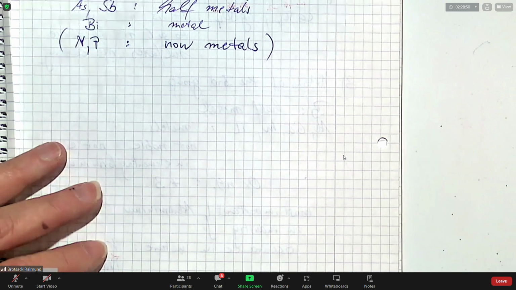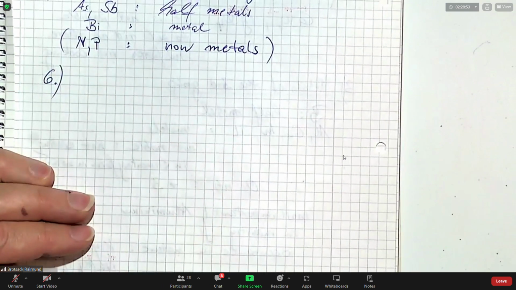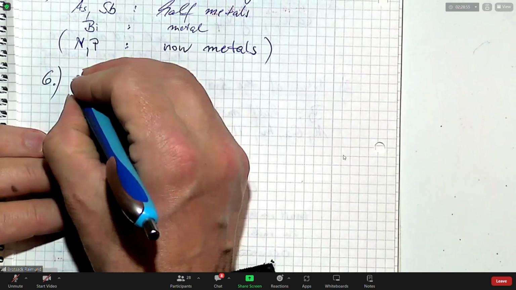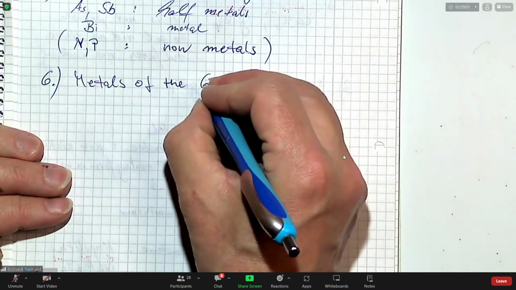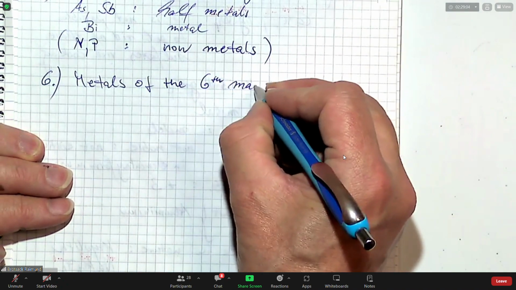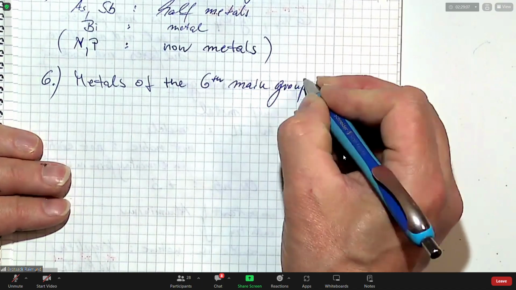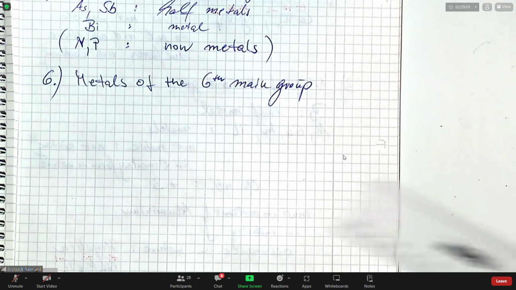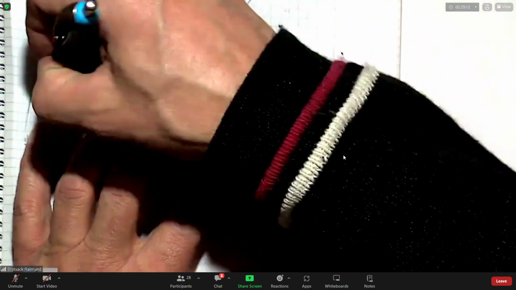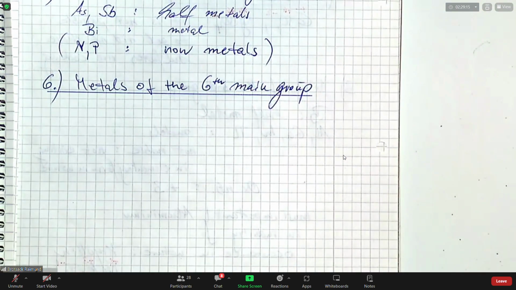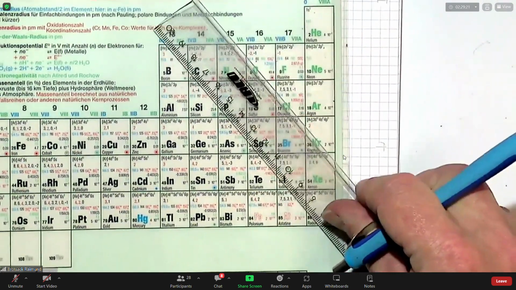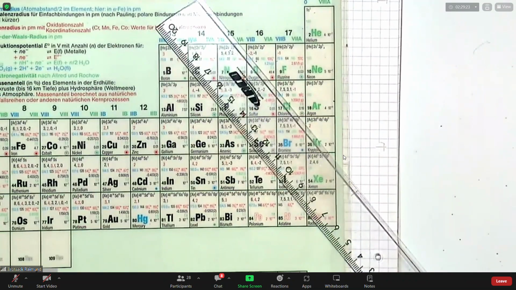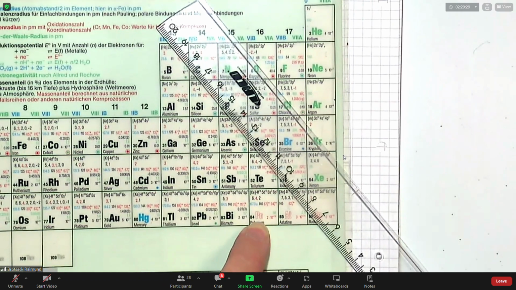Metals of the sixth main group. Again, look to the periodic table. In the sixth main group, it's here. We are in the transition area. The only one which is really a metal is polonium, and polonium already is radioactive.